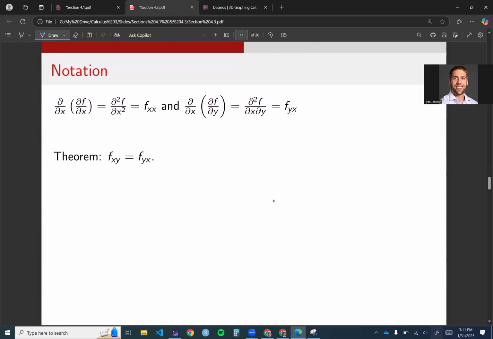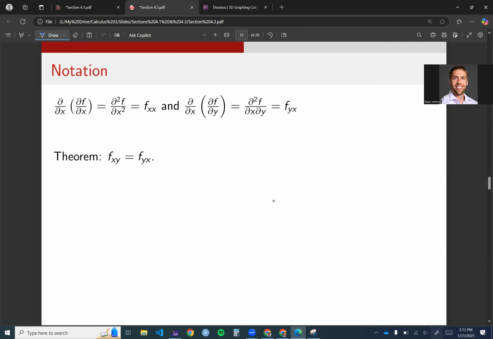Now I can take second derivatives. Say I take the derivative with respect to x of this guy, you write it like this: partial squared f partial x squared, or fxx. Similar to when we did f double prime. F double prime meant second derivative. So fxx means the second derivative with respect to x.